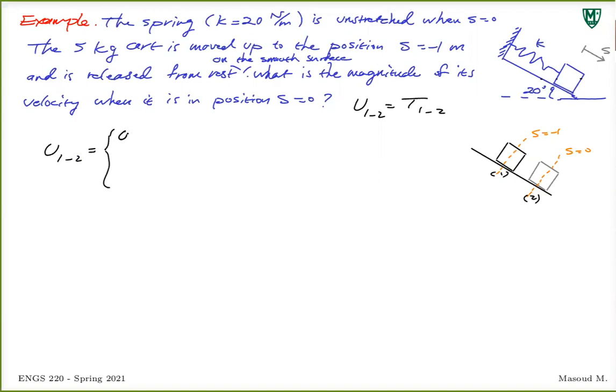So let's say U from 1 to 2 for gravity is minus m g delta H, right? And H being, we go from this point to this point.